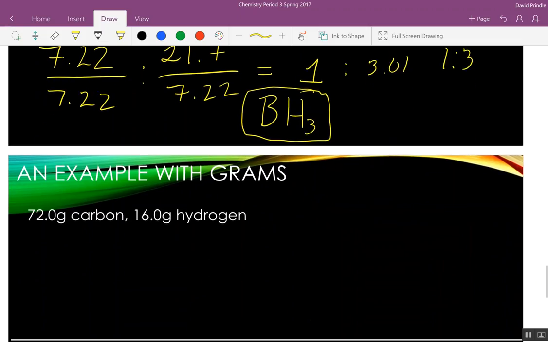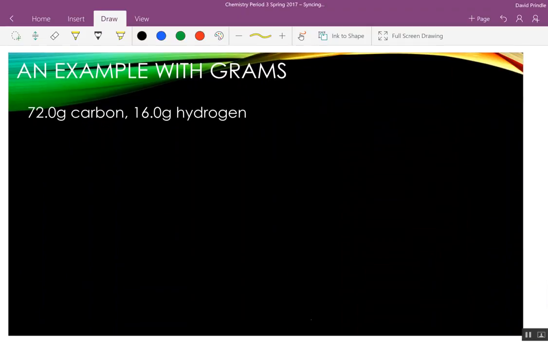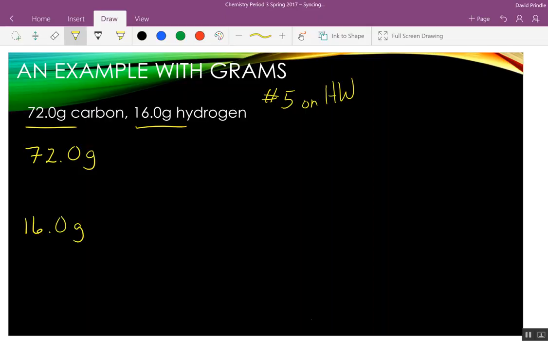And in the next example, I'm going to take one from your book. It's already in grams, so you don't have to worry about doing anything else. This is actually number 5 on your homework. We're going to take 72 grams of carbon and 16 grams of hydrogen. We're going to divide by the molar mass, which is 12 for carbon.